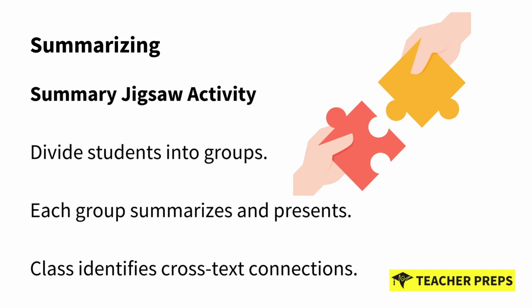To create a fun classroom activity, organize a summary jigsaw activity. This one's really fun. This is when you divide students into groups. Each group summarizes and presents. Class identifies cross-text connections that they see that they can find from the text that they've previously read or experiences from their own lives.